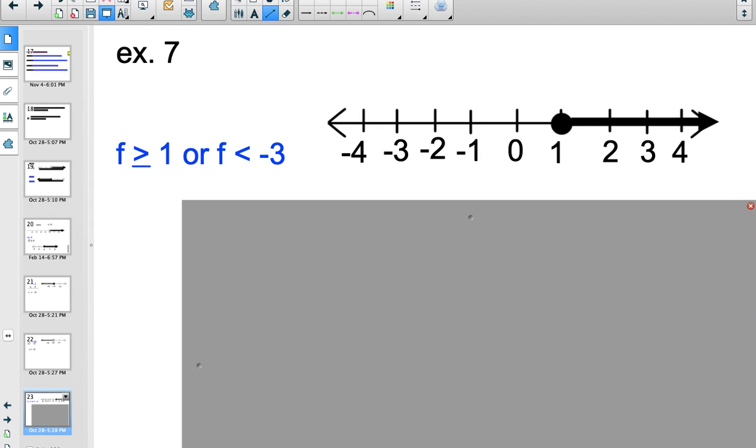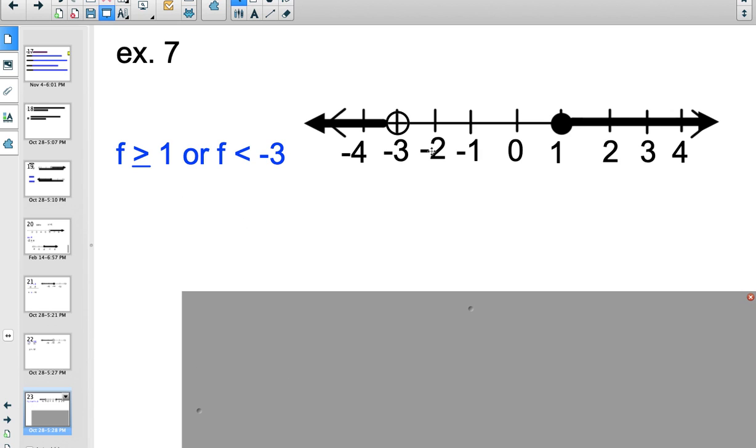Now you look at the left one. F is less than negative 3. So this would be an open circle on negative 3, and this one's going to be shaded to the left. So everything in between does not satisfy the inequality. Everything shaded does. Sometimes, and I'll show you an example probably next week, a compound inequality could be shaded between these areas.